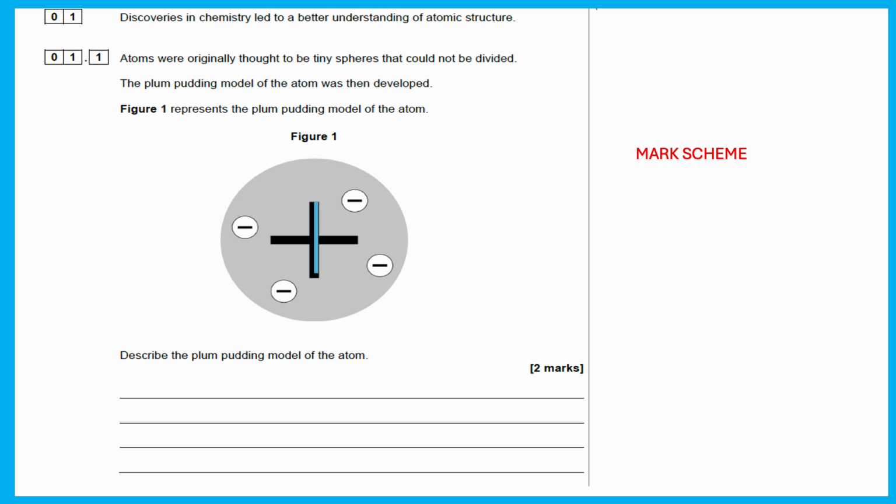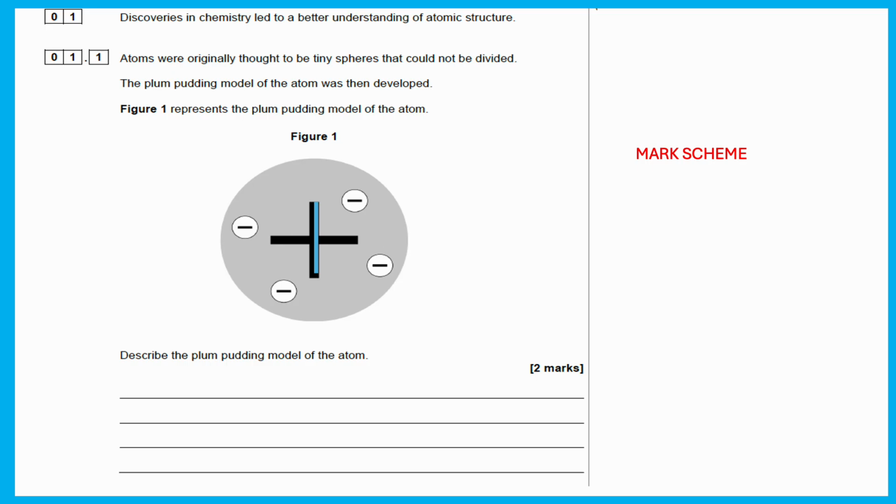Question 1. Discoveries in chemistry led to a better understanding of atomic structure. Sub-question 1. Atoms were originally thought to be tiny spheres that could not be divided. The plum pudding model of the atom was then developed. Figure 1 represents the plum pudding model of the atom. Describe the plum pudding model of the atom. 2 marks. So the question refers to the plum pudding model.